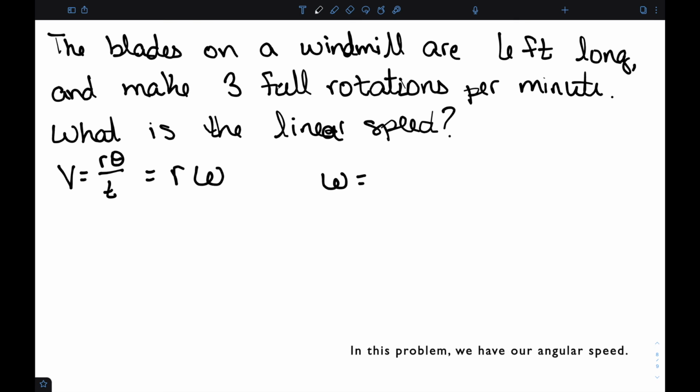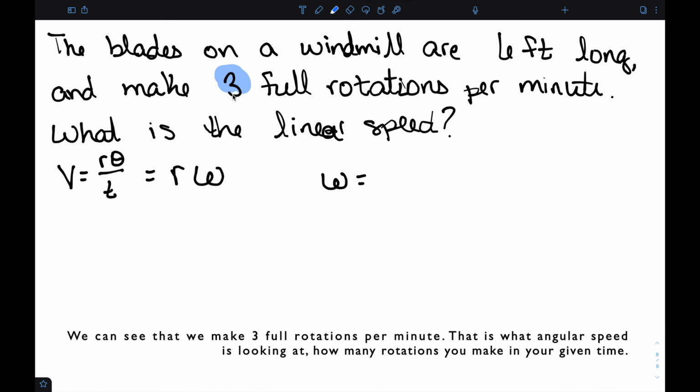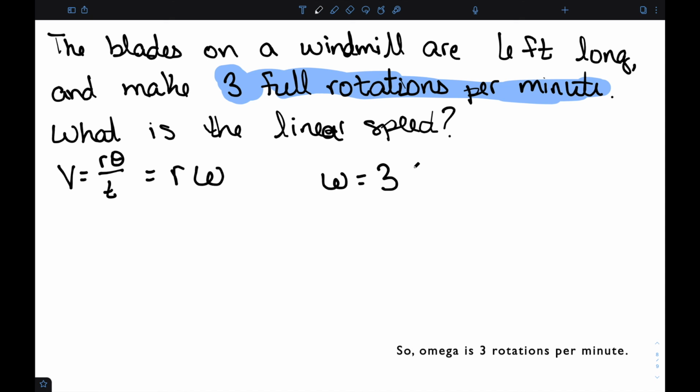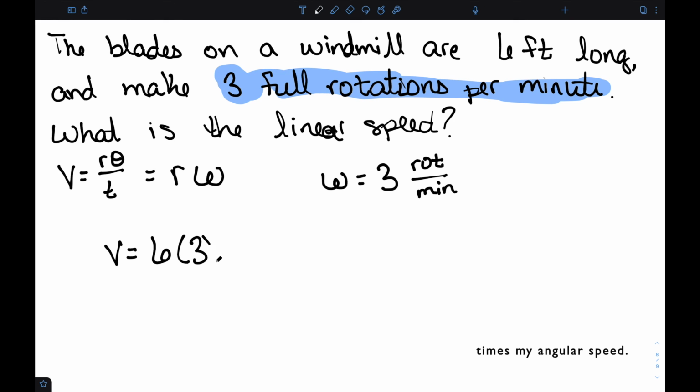And in this problem, we have our angular speed. We can see that we make 3 full rotations per minute, and that's what angular speed is looking at, is how many rotations you make in your given time. So omega is 3 rotations per minute. We also know my radius is 6 feet, so my linear speed is my radius times my angular speed, 18 feet per minute.